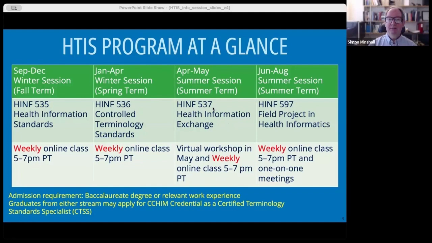All right, so you finished HINT 537. You've got a good grounding in terminology standards. You have a grounding in all kinds of ways of health information being stored and transmitted. So at the end of it, you end up doing HINT 597, which is a capstone course in which you produce some kind of project in health informatics. And it's accompanied by, again, a continuation of tuition and guidance and one-on-one meetings with your instructor.